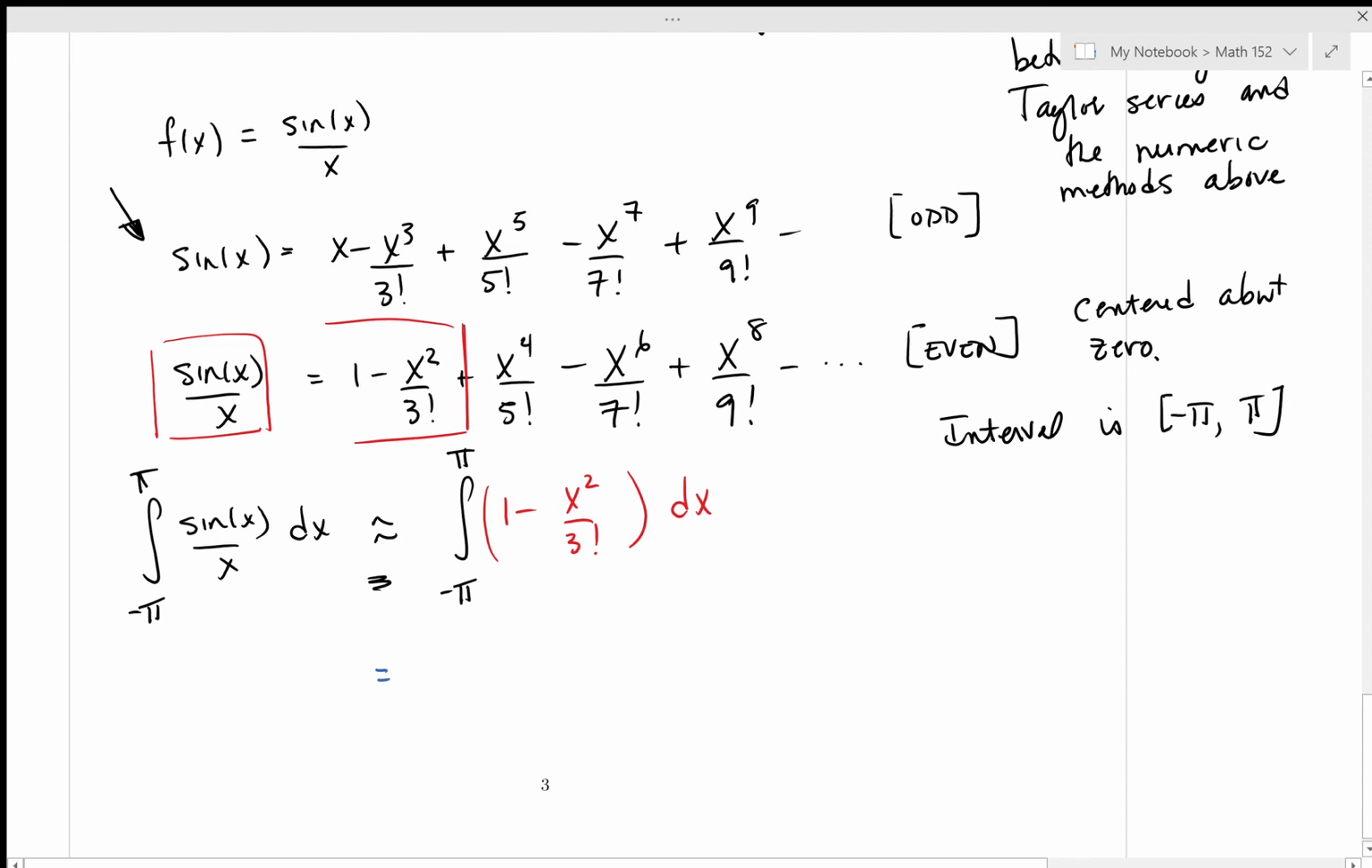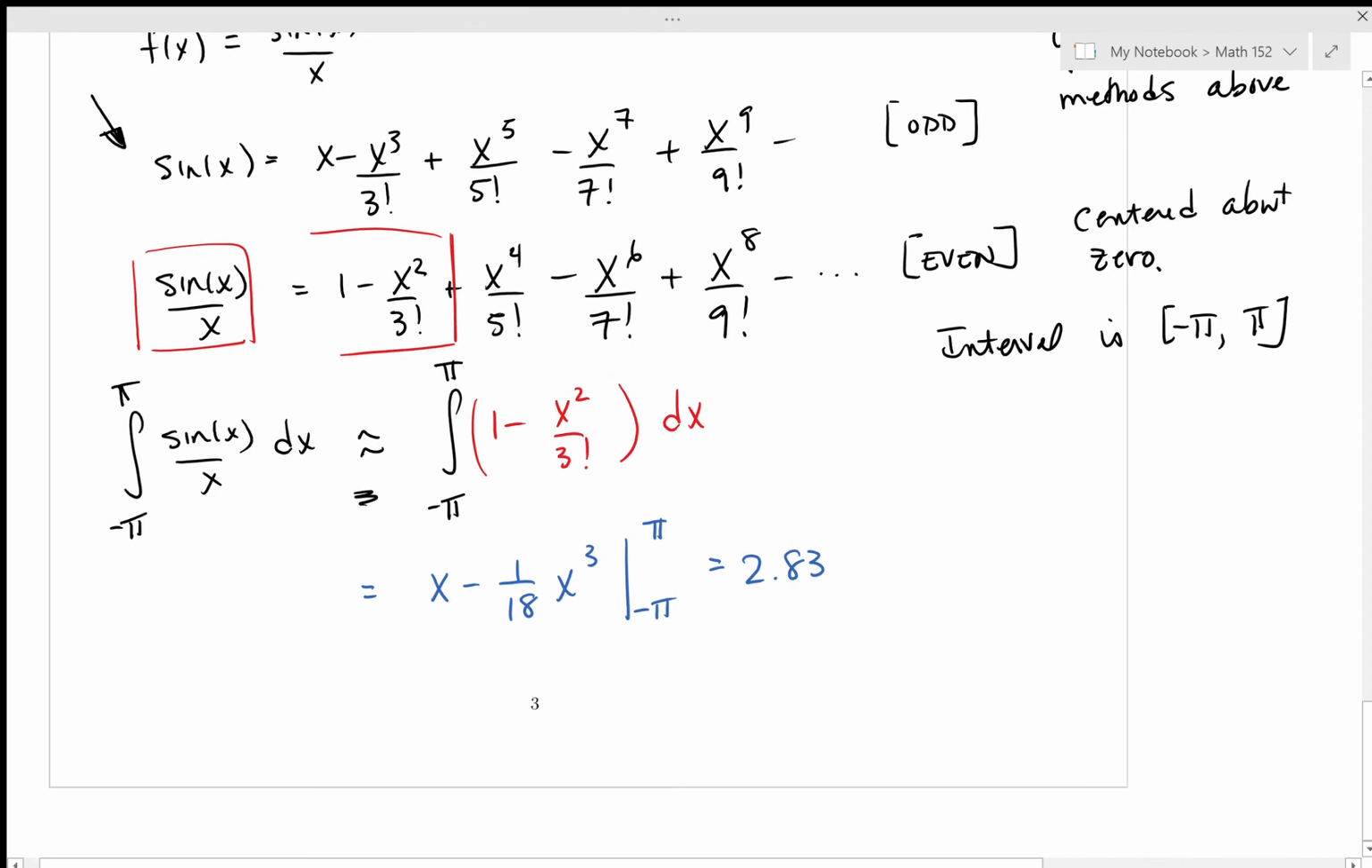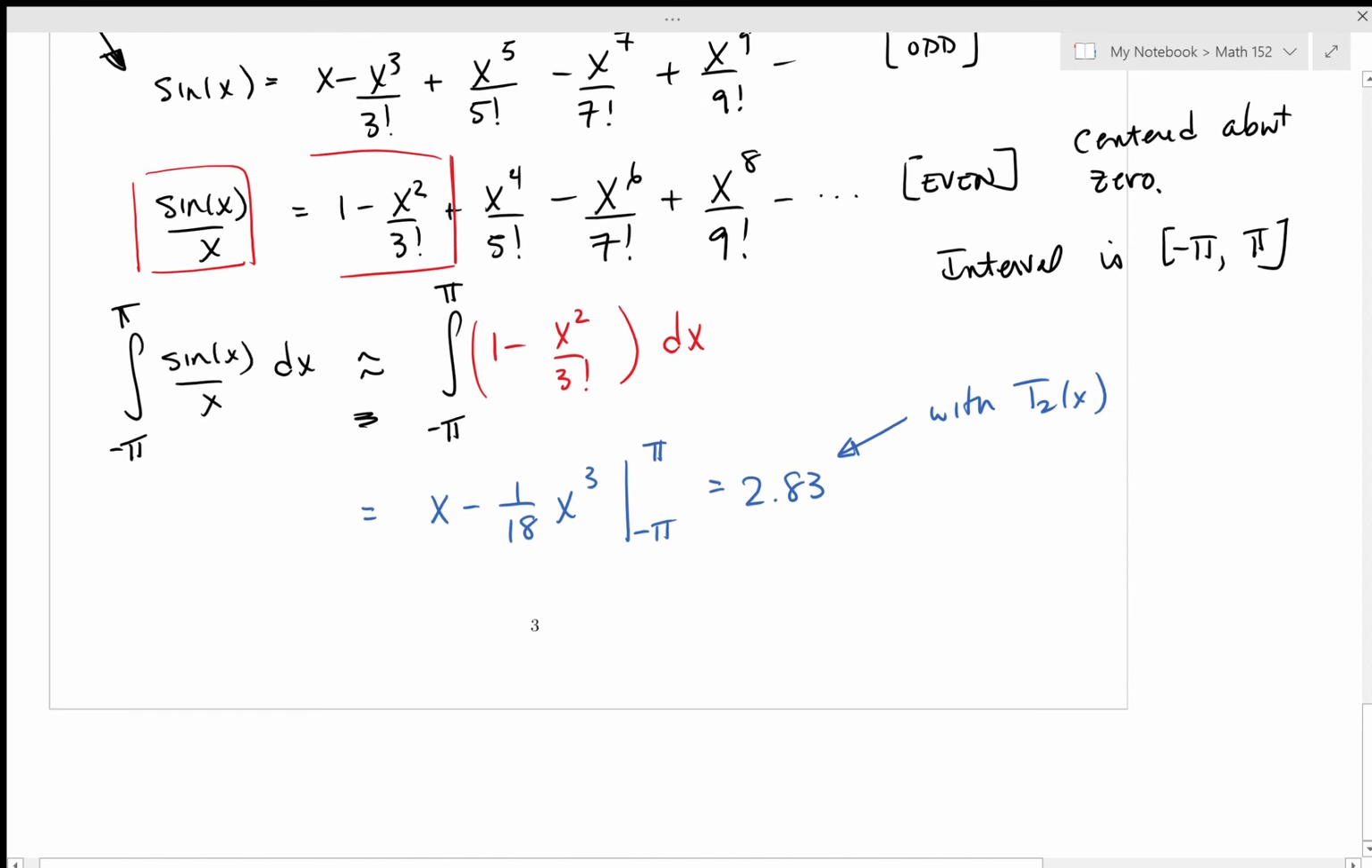That makes me really happy because then I can get an approximate number out. So I'm going to see what this is equal to. I will integrate. I get x minus 1/18 x cubed evaluated at minus pi and pi. And when I make that calculation, that comes out to 2.83. Okay, so this is with T2 of x.